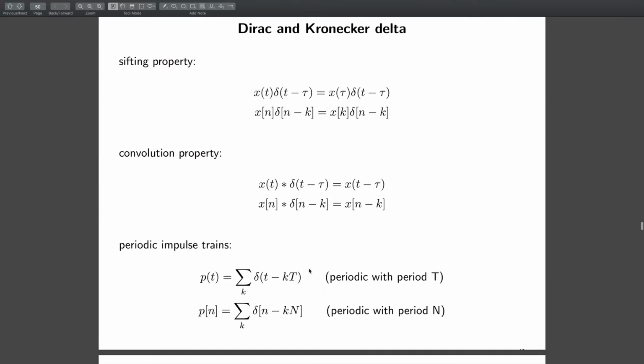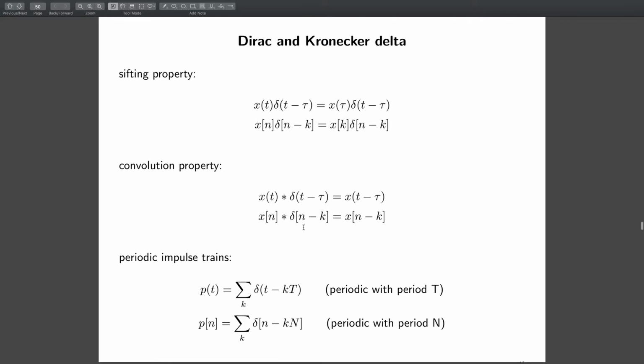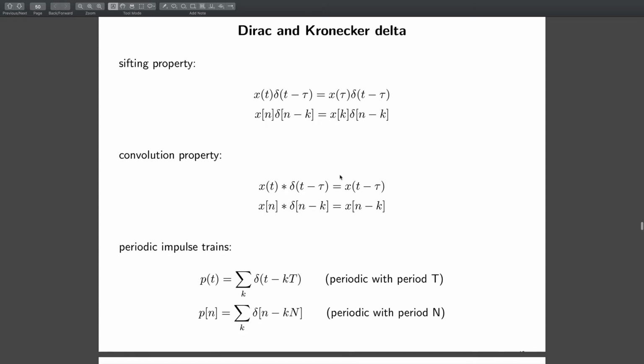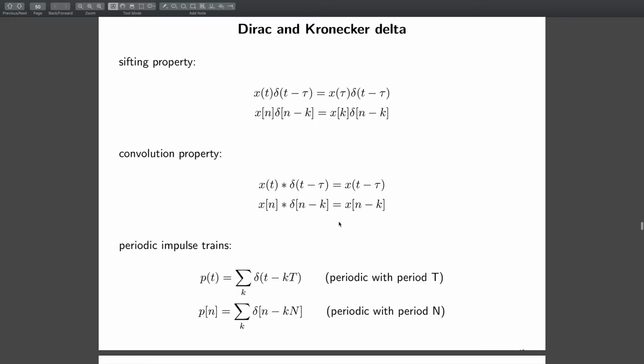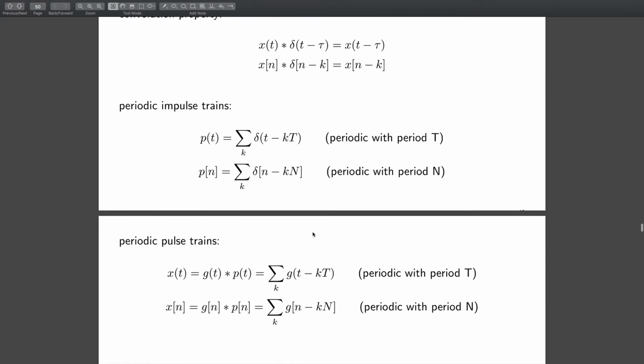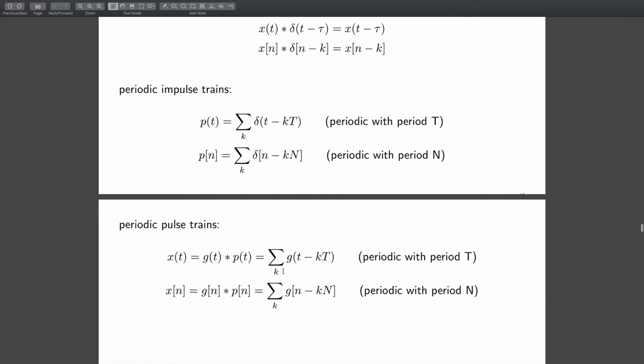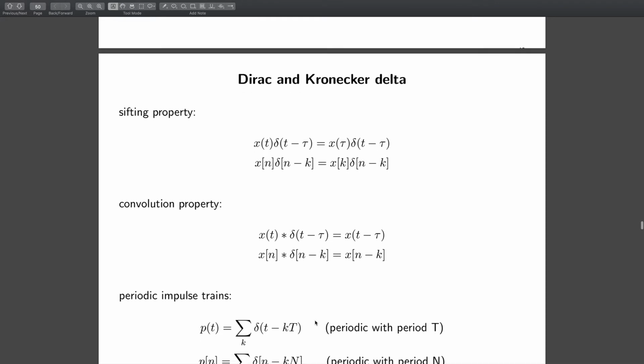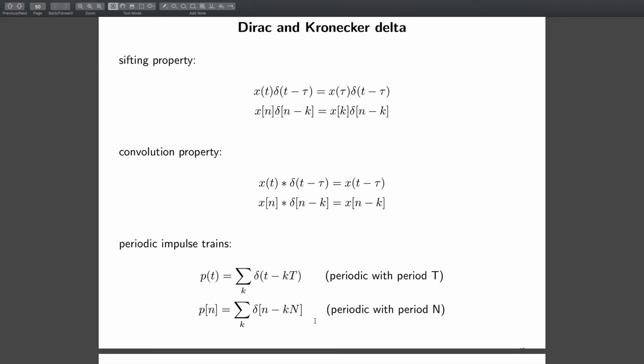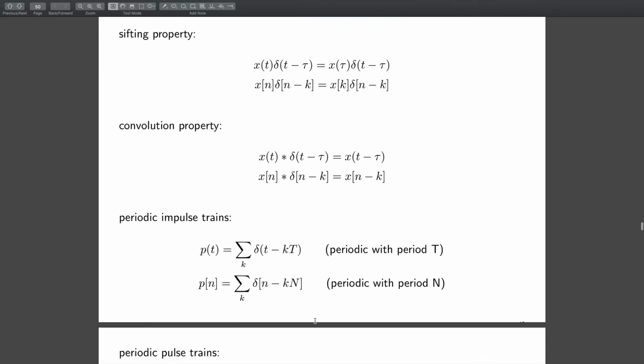So in review, here's a summary of the properties of both the Dirac and the Kronecker delta function. First, we have the sifting property, both for continuous time and discrete time. We have the convolution properties represented here. We have periodic impulse trains, and then periodic pulse trains constructed by convolving a basic pulse with a periodic train of impulses. So these are all things that we should remember about delta functions.